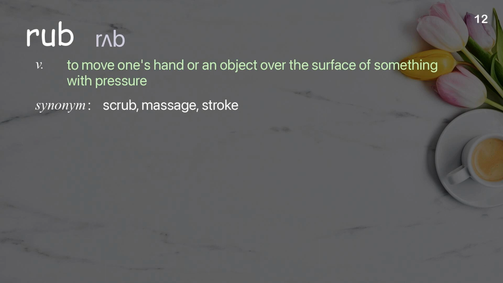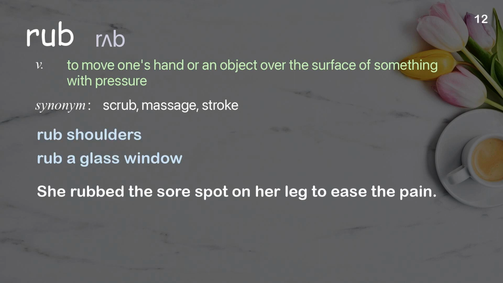Rub. To move one's hand or an object over the surface of something with pressure. Examples: Rub shoulders. Rub a glass window. She rubbed the sore spot on her leg to ease the pain.